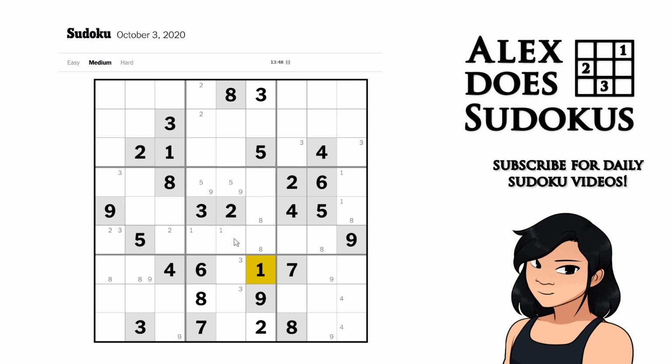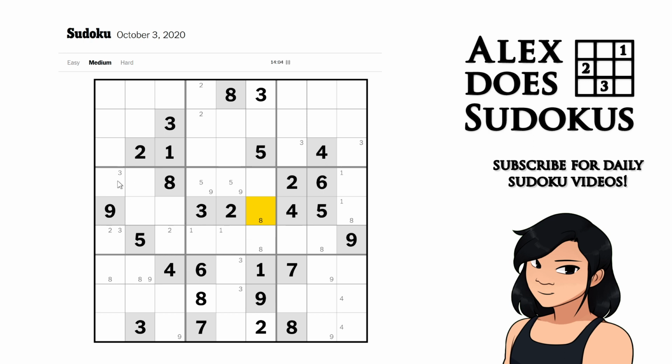So we are looking for 1, 2, 3, 4. 4 doesn't do anything. 5, 6. 6 are locked in these cells. 7, there are no 7s seeing into this cage, so that's all I can do with the 5-9 pair, at least within the cage anyway.